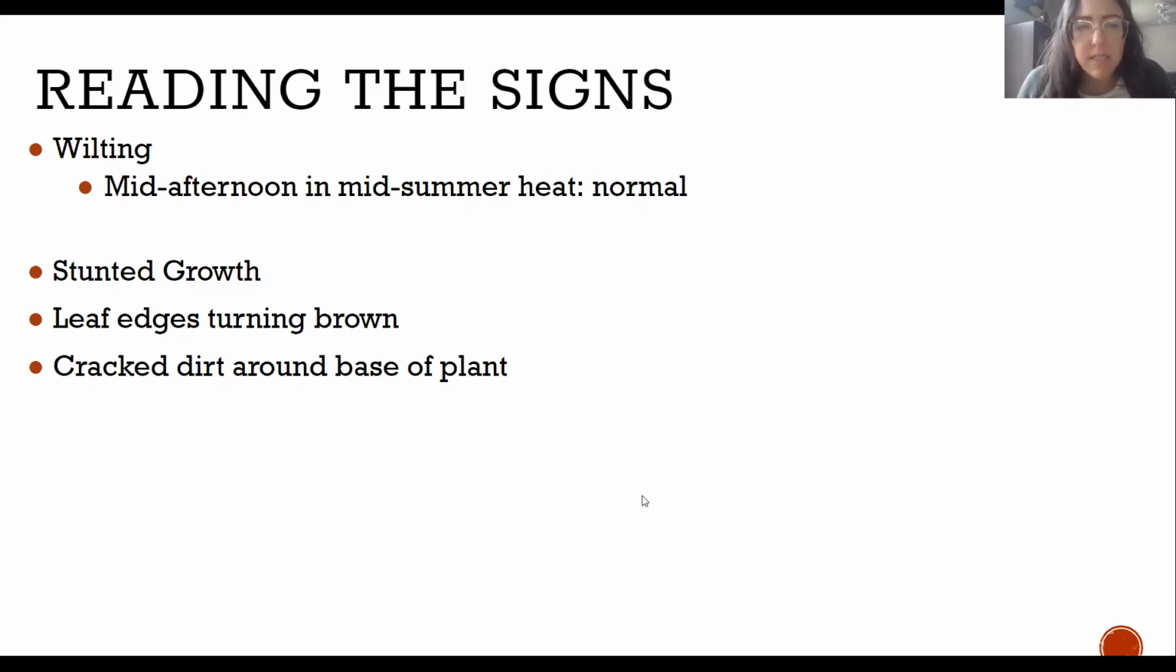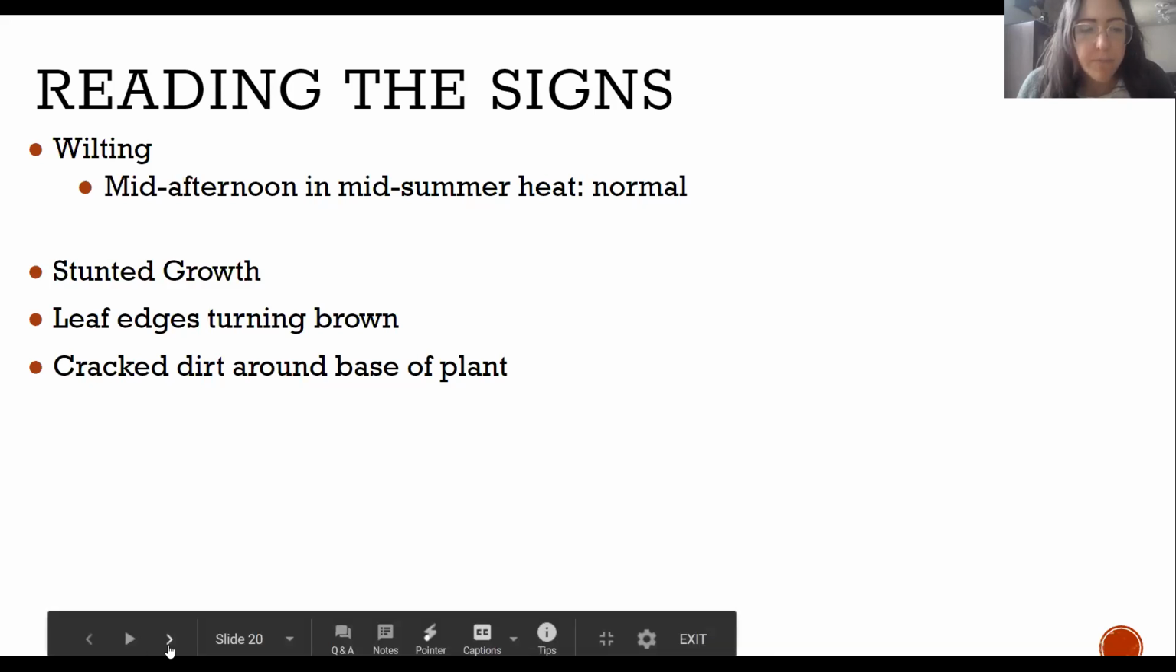Are there any other signs that we don't have on this list that we should share with folks, or that other people have seen in their gardens that you wanted to share? Okay, well, feel free to share them if you think of them.